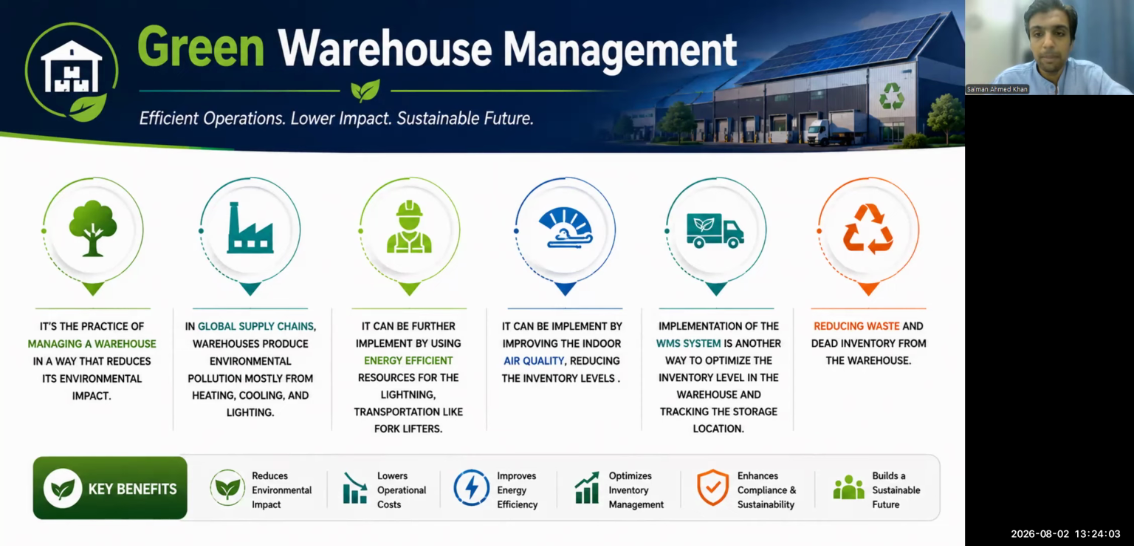And further implementing WMS systems is a way to optimize the inventory level in the warehouse for tracking and storage. Further reducing the waste and dead inventory from the warehouse could also contribute to efficient operation with lower impact, achieving a sustainable future and enhancing compliance and sustainability.